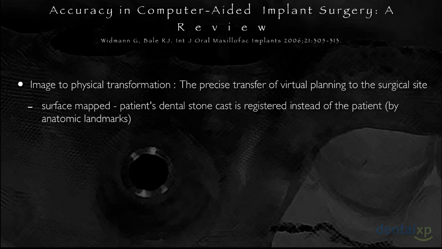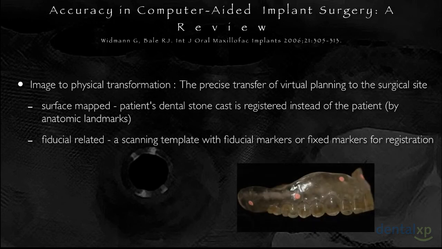The other technique is called fiducial related template. That is, using a radiographic template, placing radiographic markers in the template that are only used to superimpose the data. So therefore, the patient wears a radiographic template with these markers in place during the CAT scan. And then the radiographic template is then scanned a second time. And based upon those radiographic markers, those two images are superimposed based upon those fiducial markers.